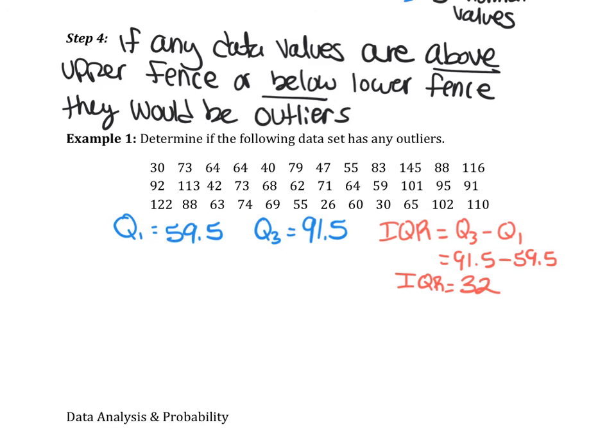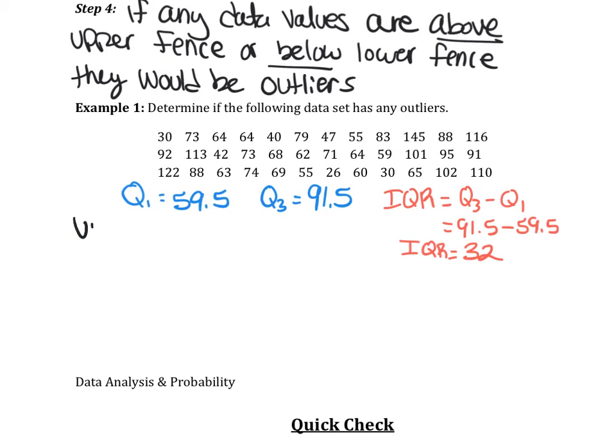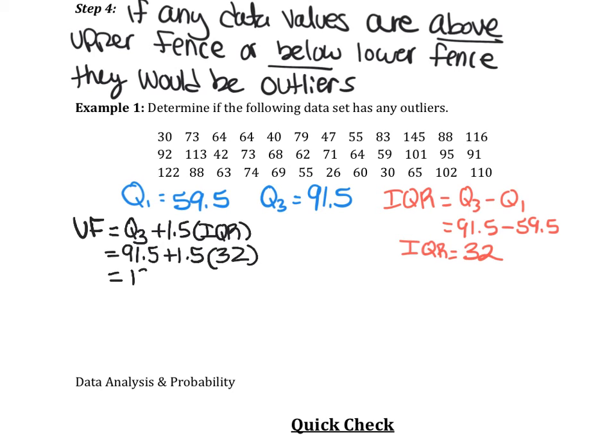So then we need to calculate the fences. Our upper fence, or UF for upper fence, is our Q3 plus 1.5 times the IQR. So it would be 91.5 plus 1.5 times 32. Be careful when you're plugging this in your calculator. Either do the 1.5 times 32 first and then do the addition, or just type it in exactly as it is with parentheses. You should get an upper fence to be 139.5.